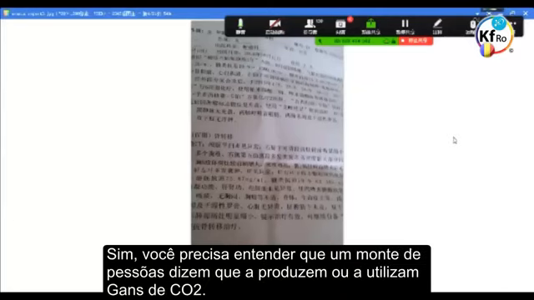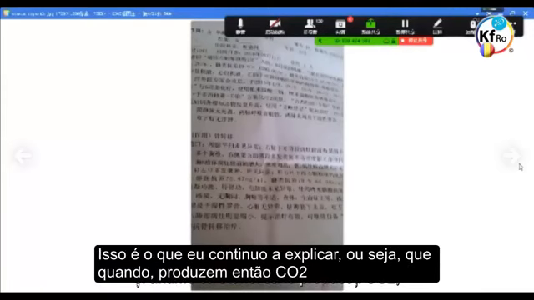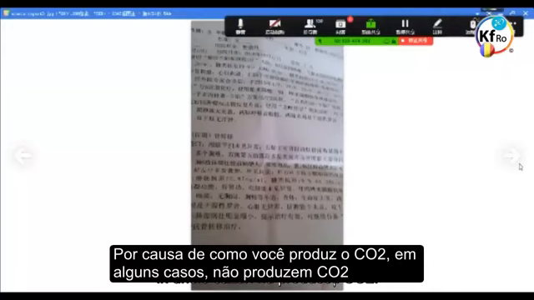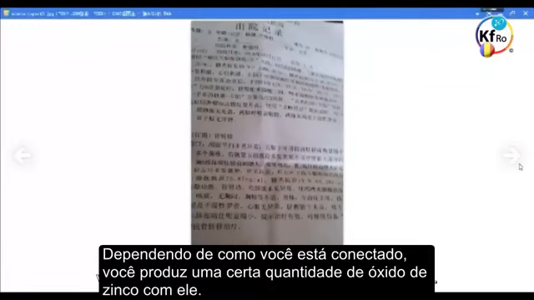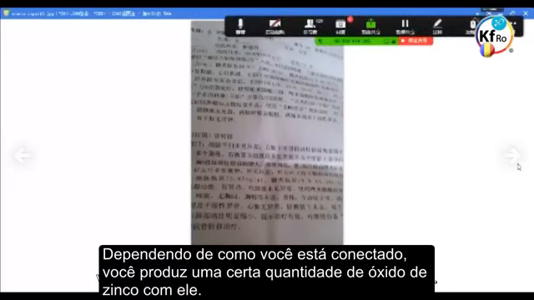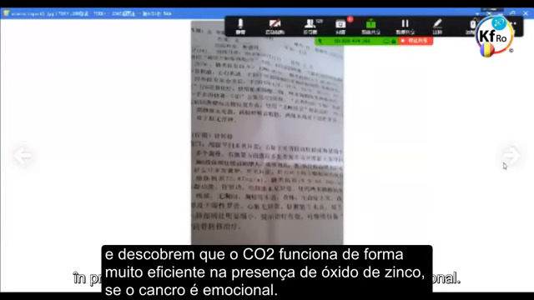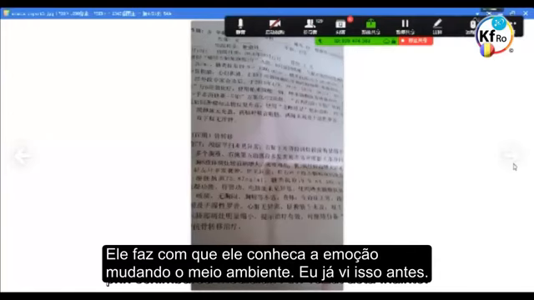You've got to realize, a lot of people just look at it and say you produce or use CO2. This is what I keep on explaining: because of the way you produce CO2, in some cases you don't just produce CO2. Depending on how you connected it, you produce a certain amount of zinc oxide with it. And you find out CO2 works very effectively with the presence of zinc oxide if the cancer is emotional. It does the same. You satisfy the emotion, you change the environment.